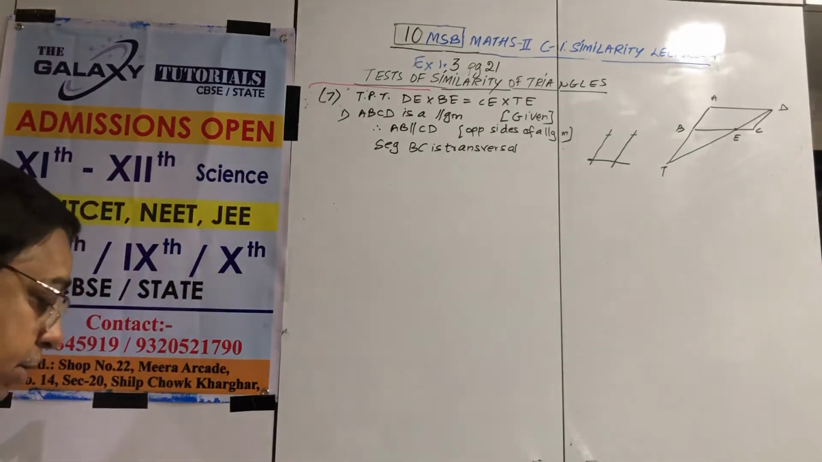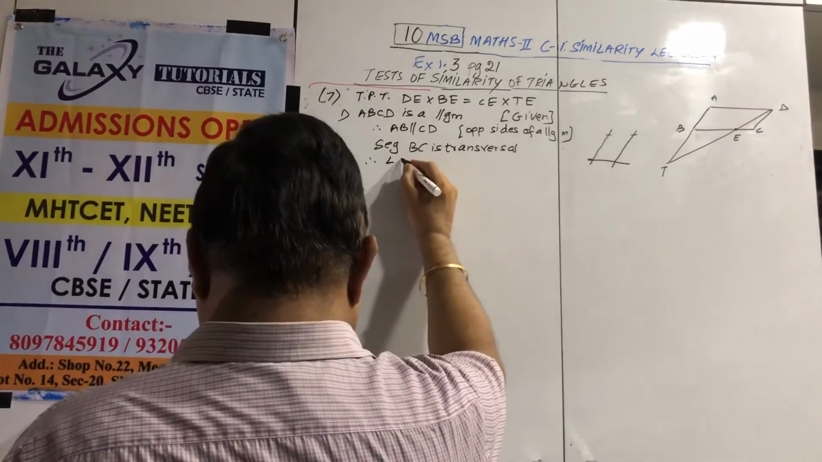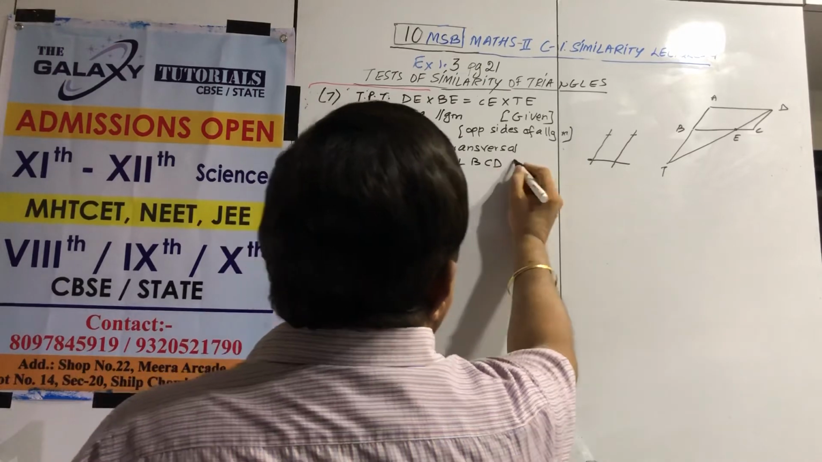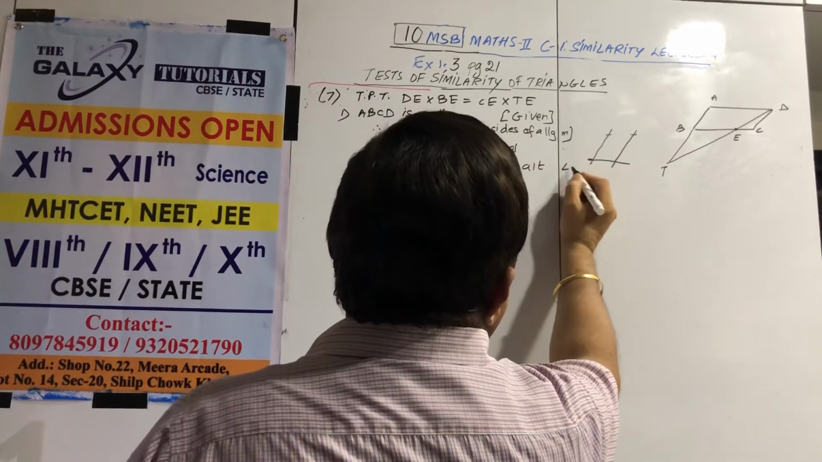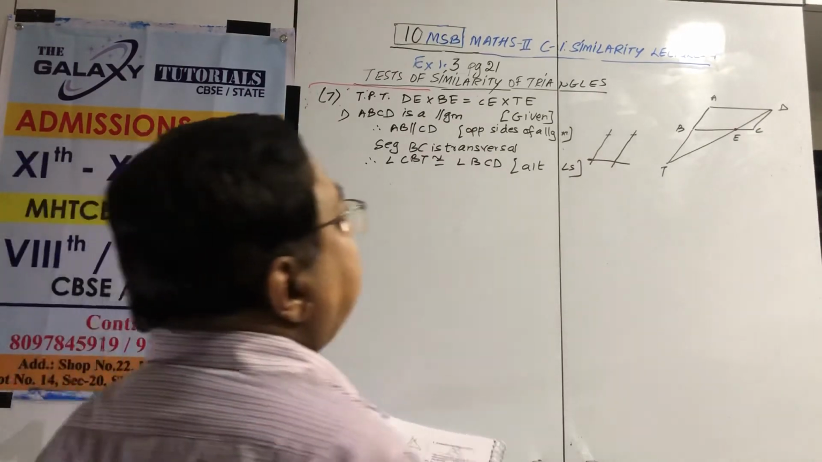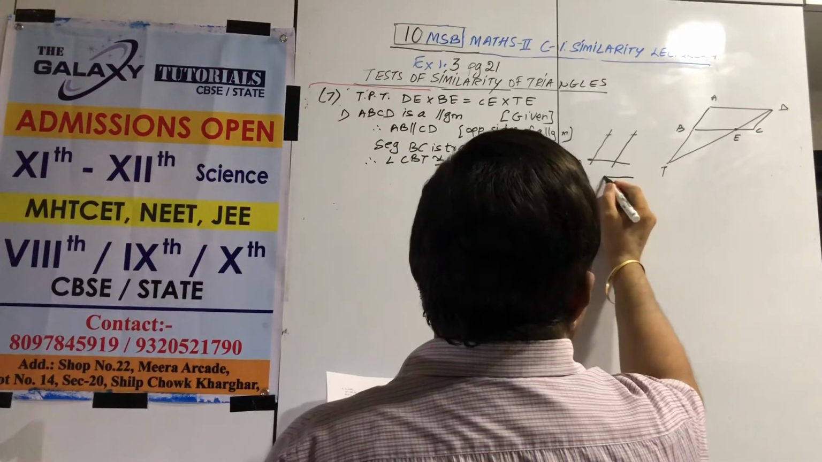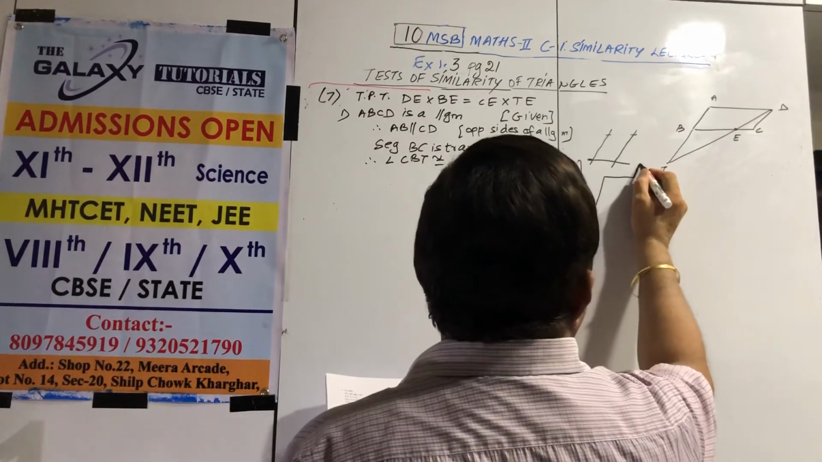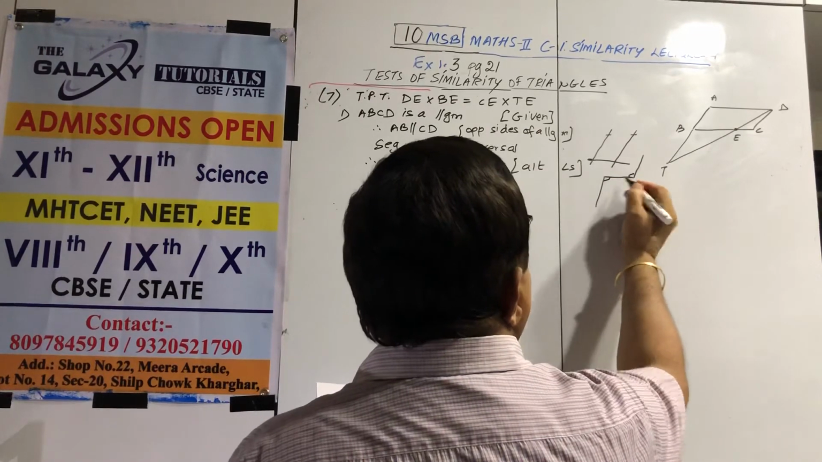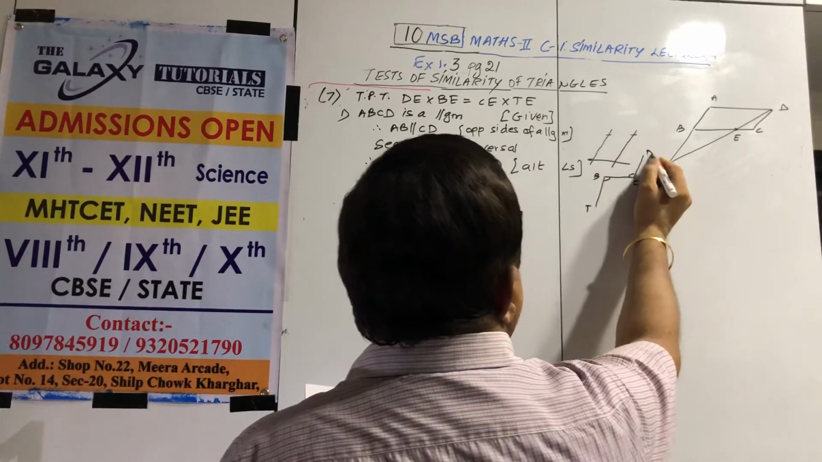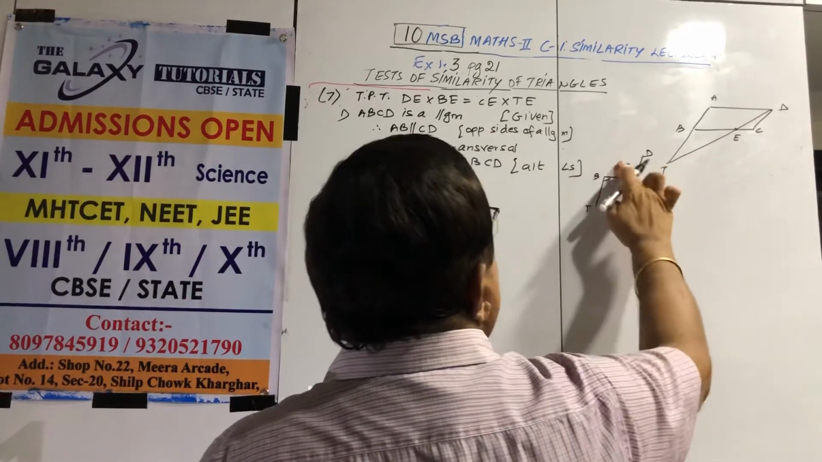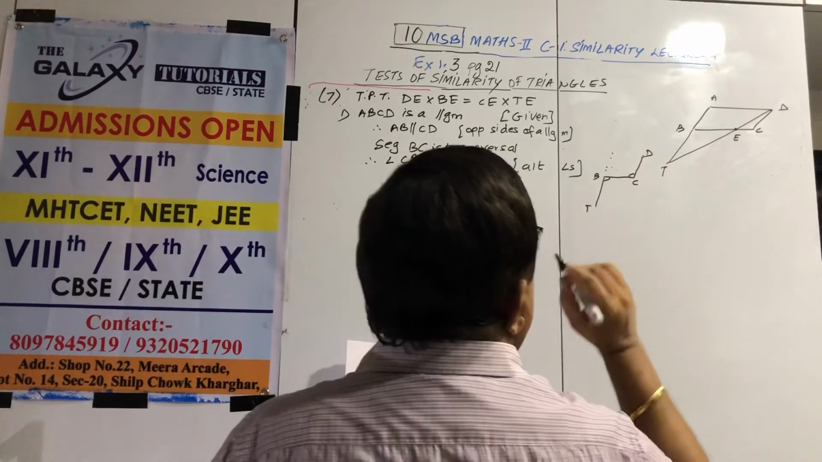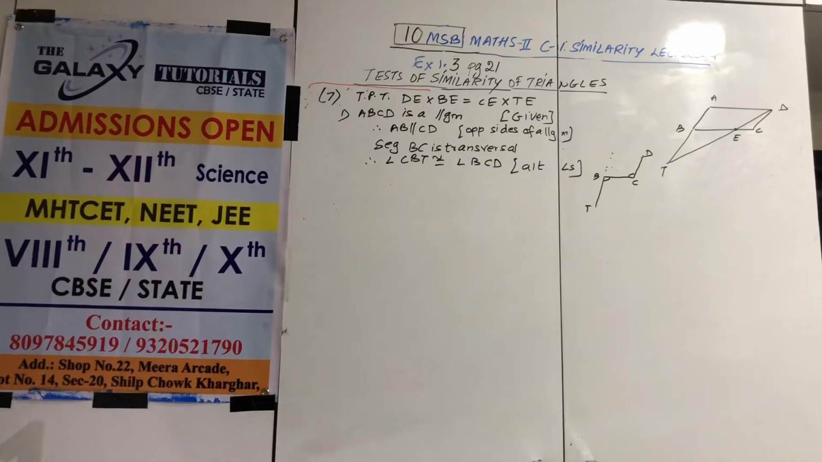Now, therefore, angle CBT is congruent to angle BCD, alternate angle. Same proof like last time. Angle CBT is equal to angle BCD. Simple. Alternate angles. Of course, this is a diagram, but we are not drawing further. We only need alternate angles.